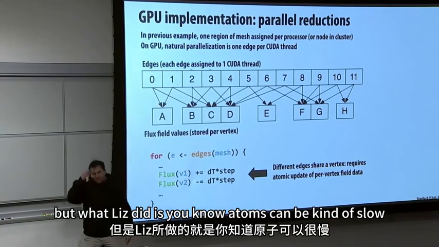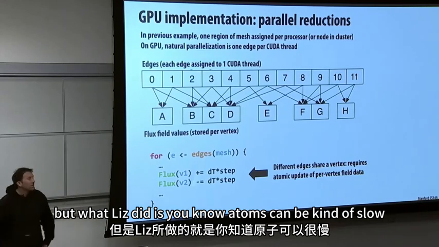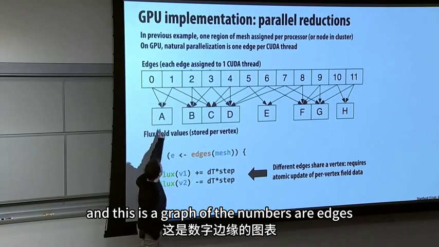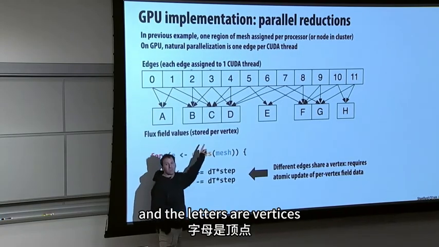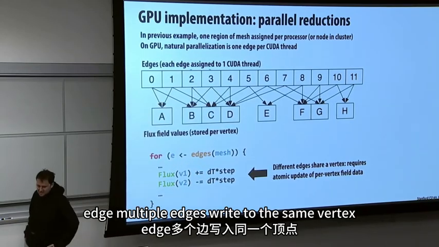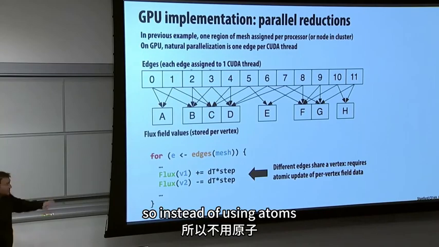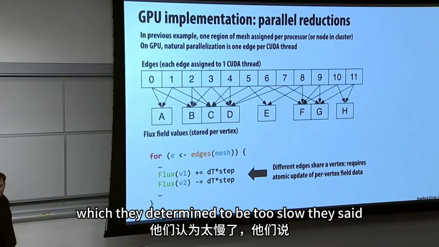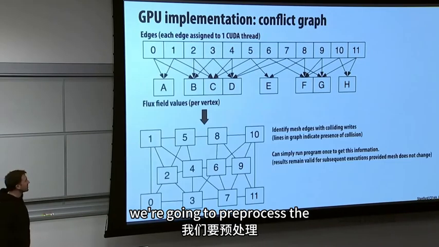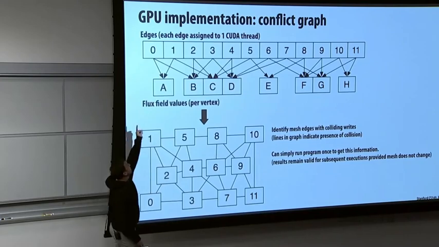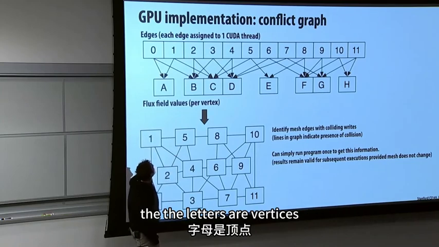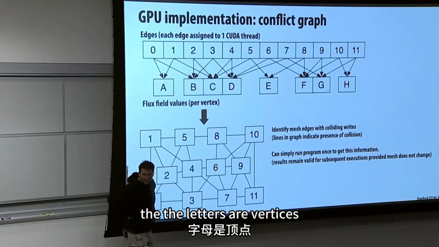But what Liszt did is, atomics can be kind of slow. And this is a graph where the numbers are edges and the letters are vertices, so multiple edges write to the same vertex. So instead of using atomics, which they determined to be too slow, here's what they do on a GPU. They pre-process the dependencies. Again, the numbers are edges, the letters are vertices.